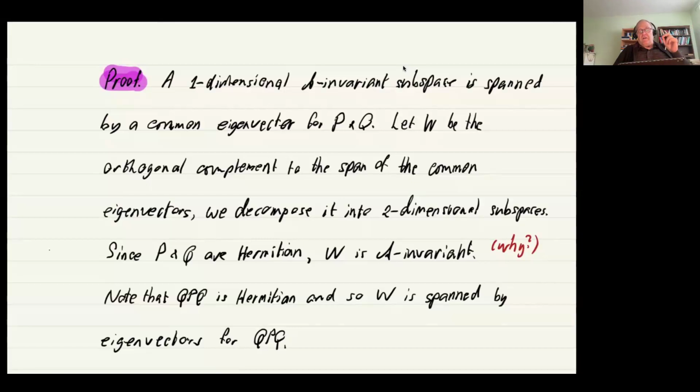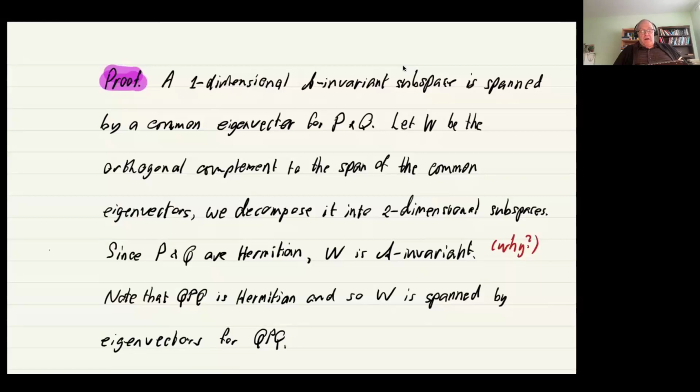So we're going to take the orthogonal complement to the span of the common eigenvectors. These are all the things where we couldn't break things up into one-dimensional things. Now, since P and Q are Hermitian, this orthogonal complement is A invariant, which is answering the why there. But you may want to think about that a little bit. It's leaving the complement invariant, and so we can essentially restrict ourselves to W and work out what's going on there.